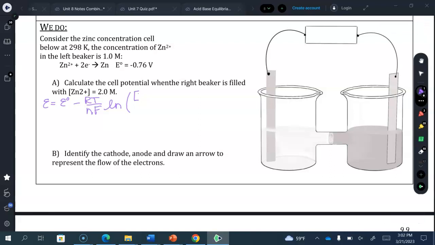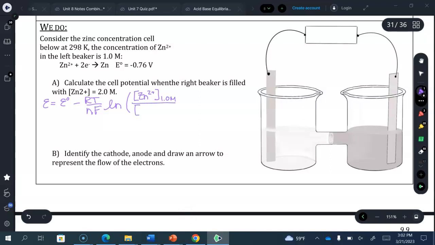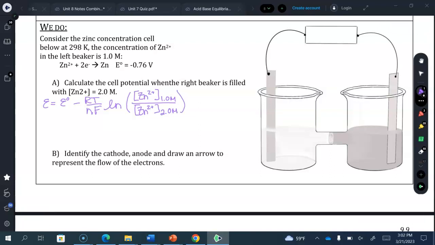So, zinc 2 plus 1 molar over zinc 2 plus 2 molar. Okay, so we're going to plug in what we know. We know that E standard is going to be 0 because these are standard conditions when it's a concentration cell, right? They're both the same liquid, both 1 molar, same concentration. It's going to be at equilibrium, right? There's nothing different between the two, so nothing's going to happen.